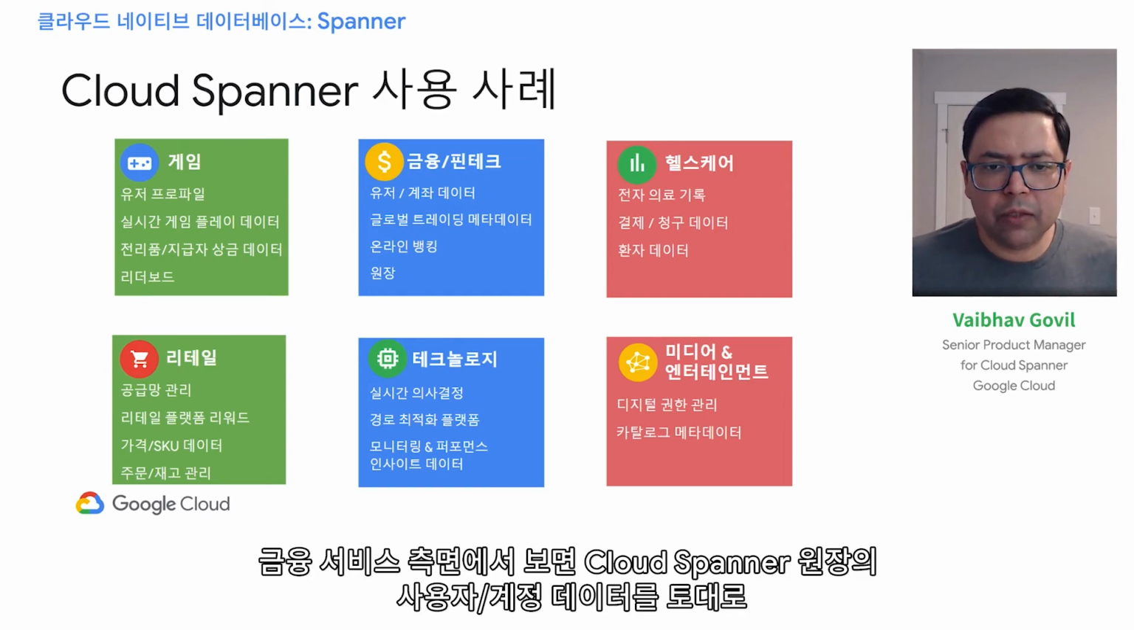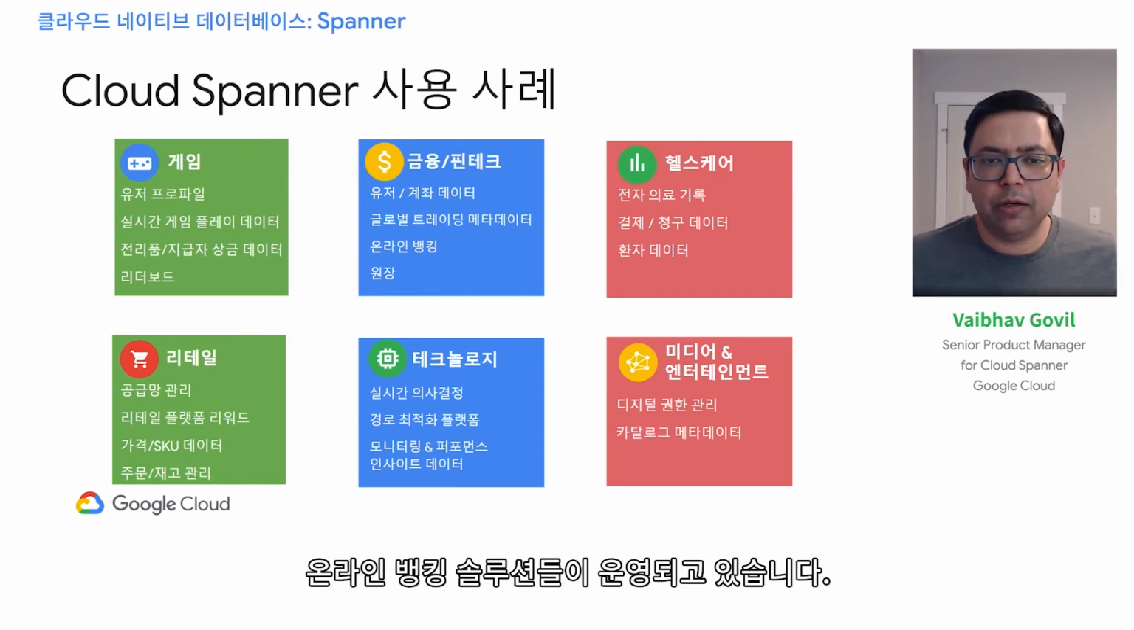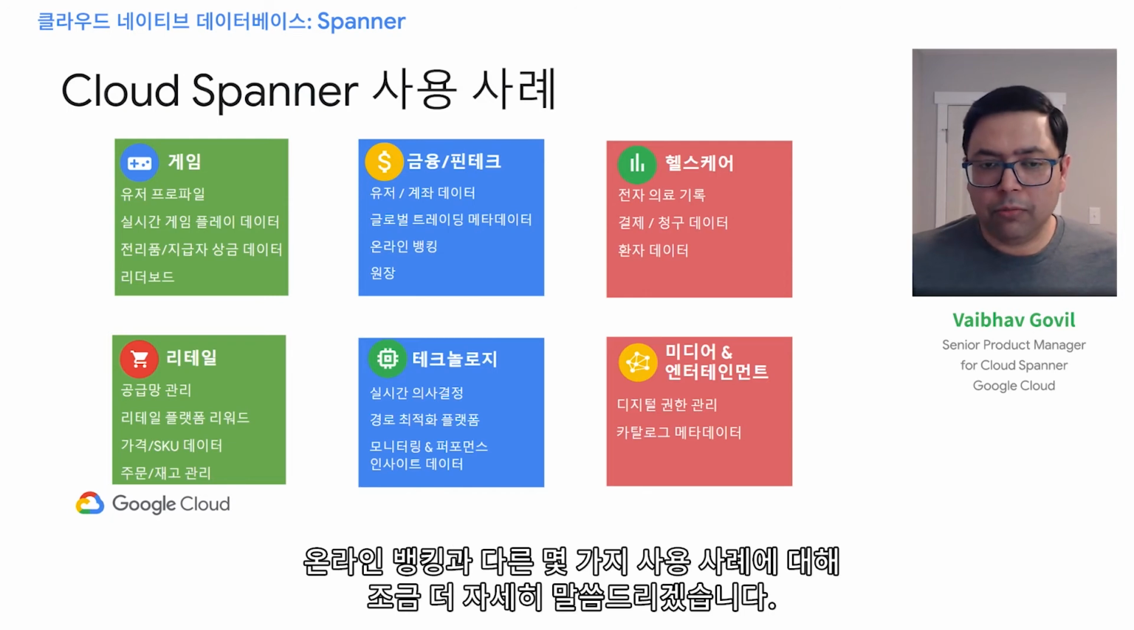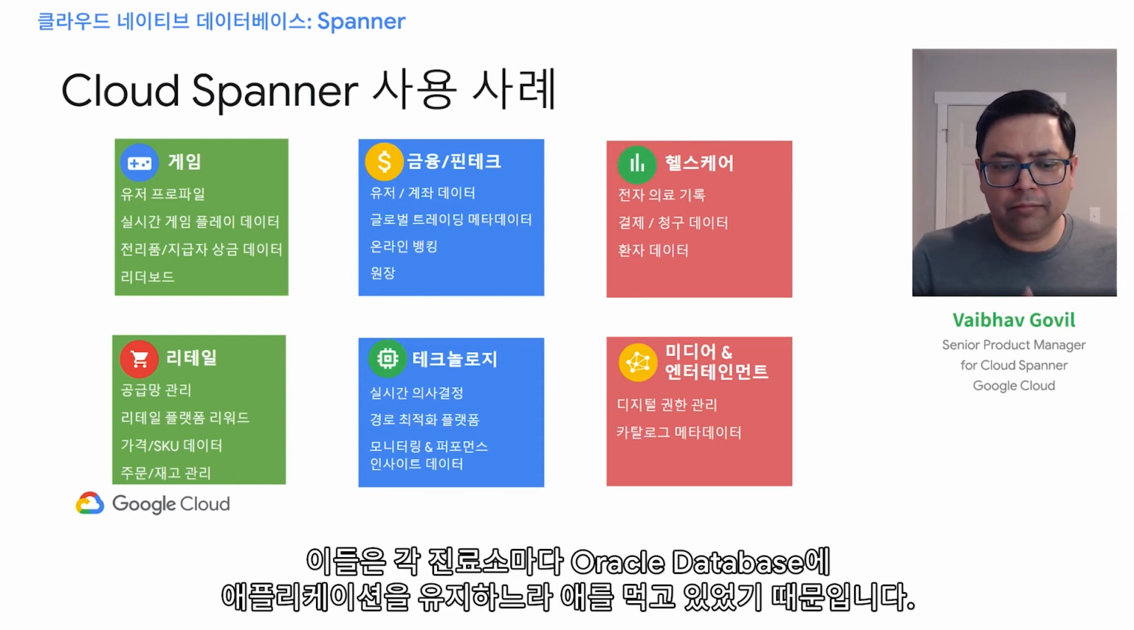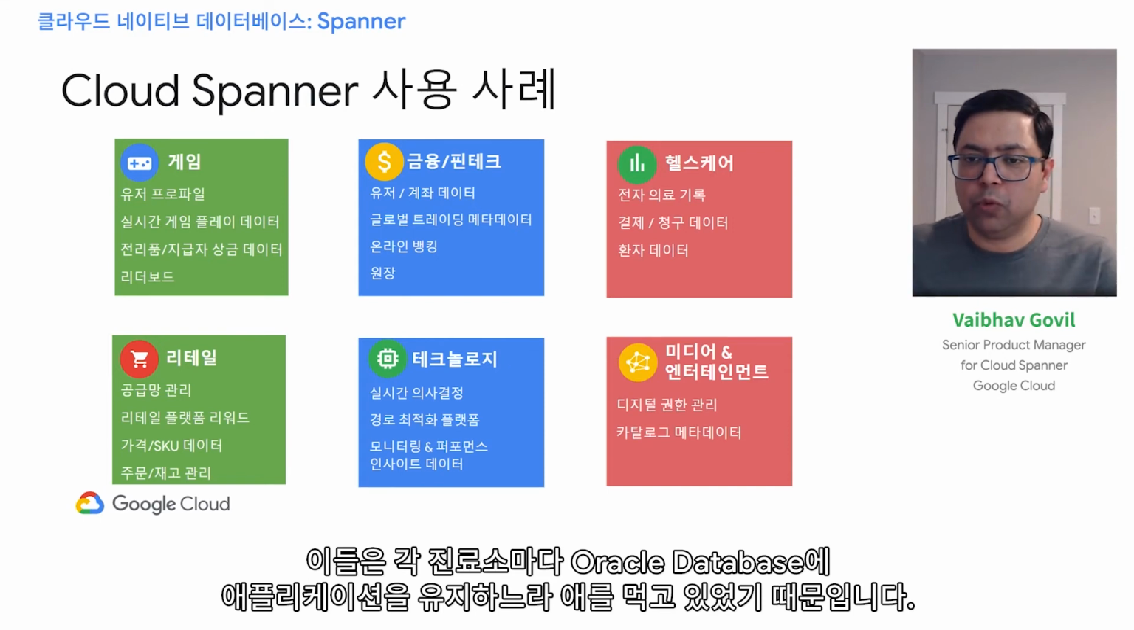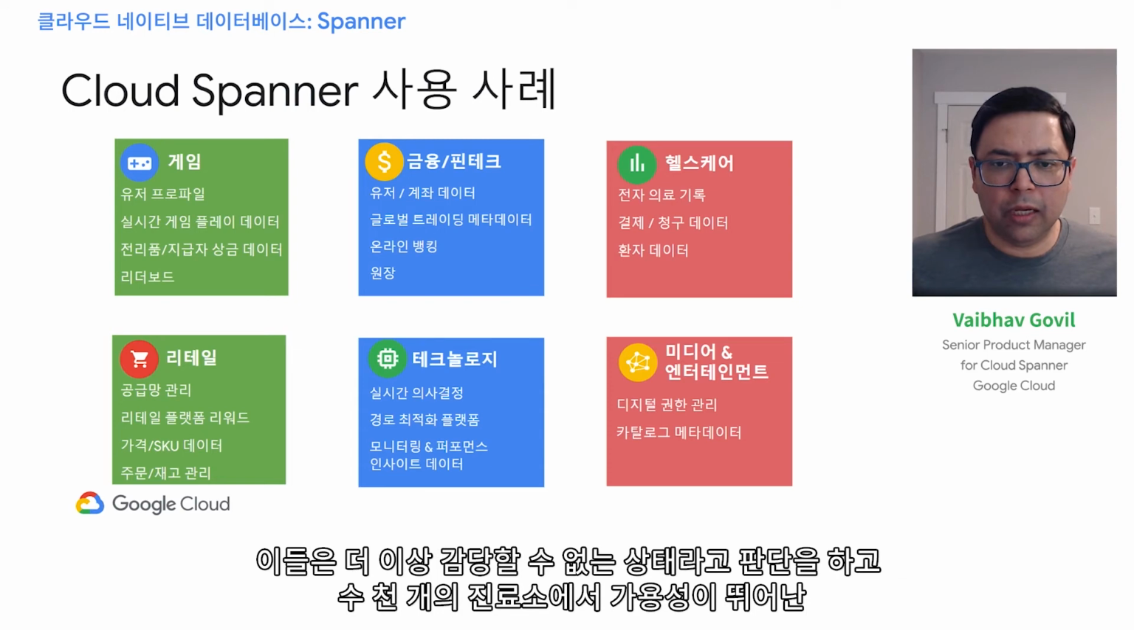In terms of financial services, again, there are online banking solutions built on Spanner, ledgers, user account data. We are going to talk more about online banking and some of those other use cases. Healthcare: we have companies who have built complete electronic medical records on Spanner because they were struggling with maintaining a deployment of, in this case, Oracle databases in each one of their clinics. So they decided that it's just becoming unmanageable.